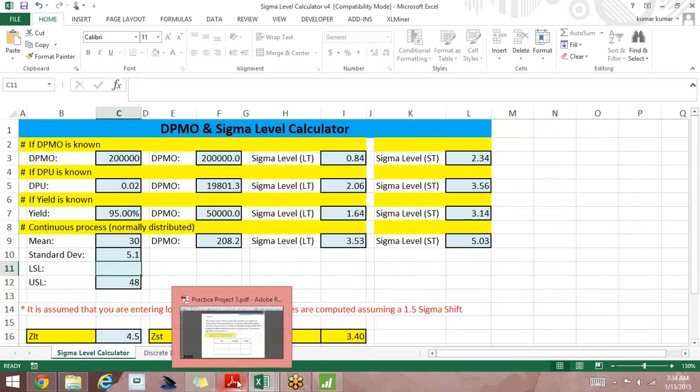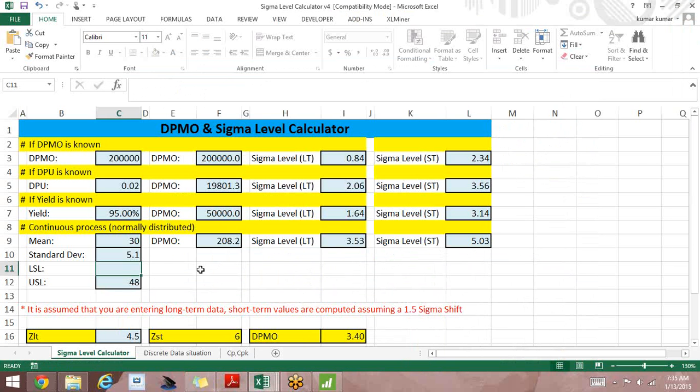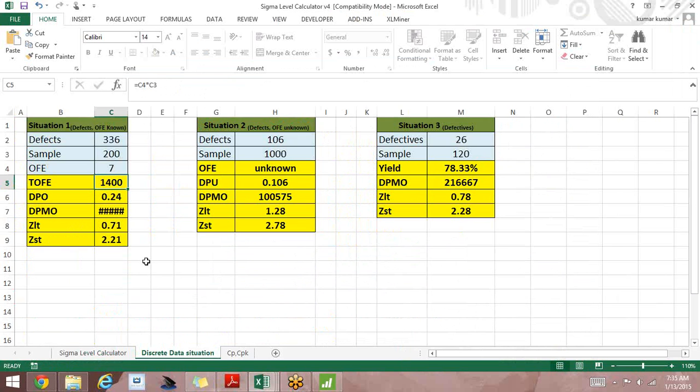Right, so I'll just put that information here. Before I started the project, it was 2 point something. Now it is 5 point something. So it's a significant improvement. Next CTQ is percentage defects reduction, right? I need to check what the ZST was before. Discrete data. ZST was 2.21 last time when we checked. That is what we arrived at.